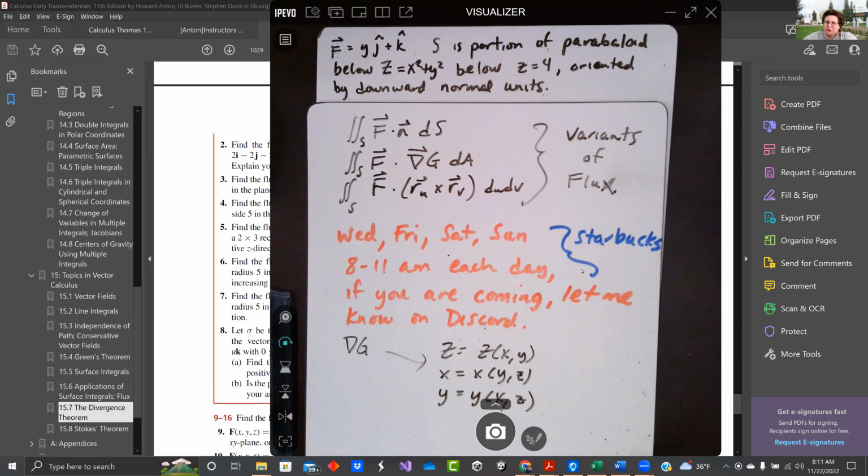N is for when you know the normal vector for the surface you're working on and it doesn't change, which is just handy. And r_u cross r_v is when you need to parameterize because it's an ugly surface and it's easier with the parameters.